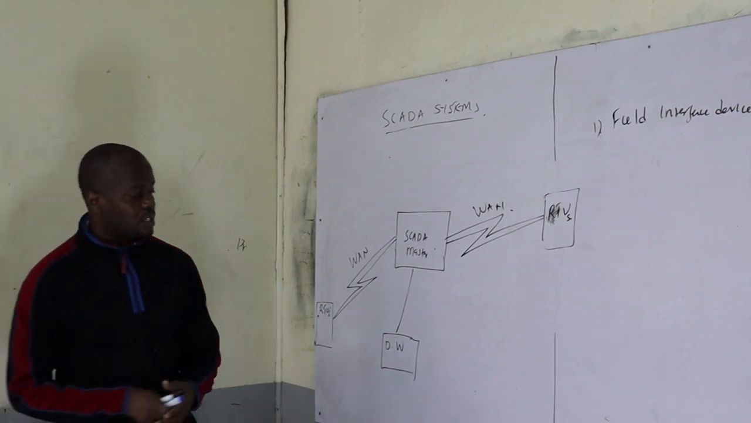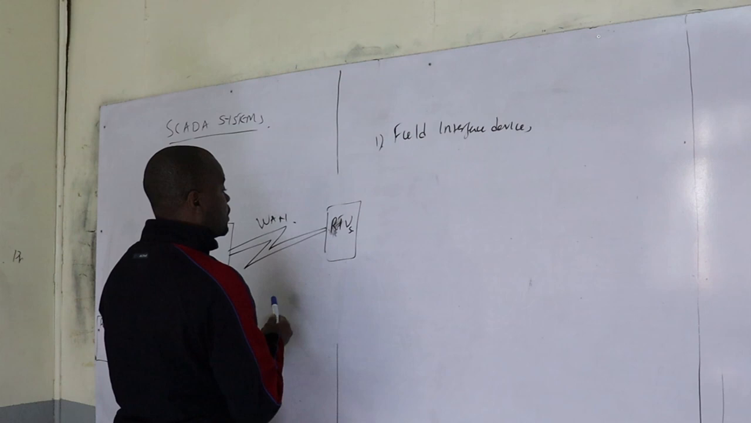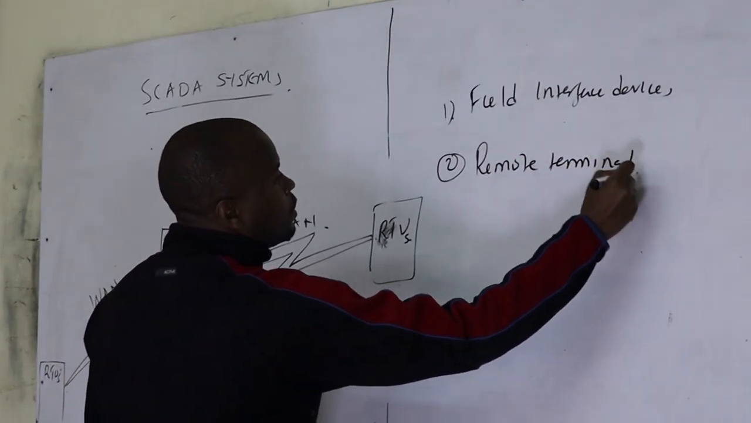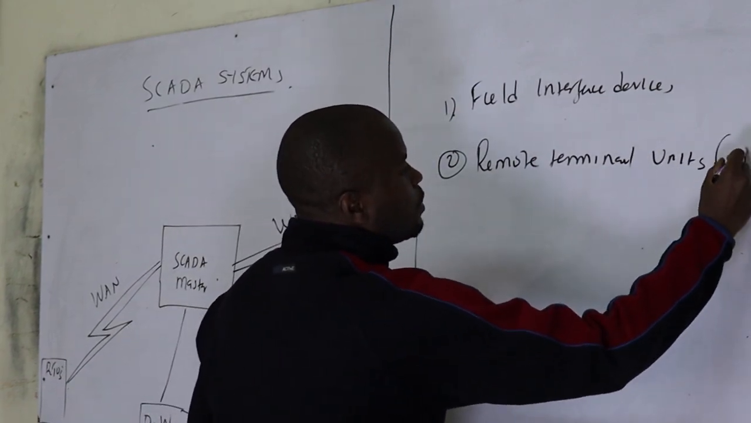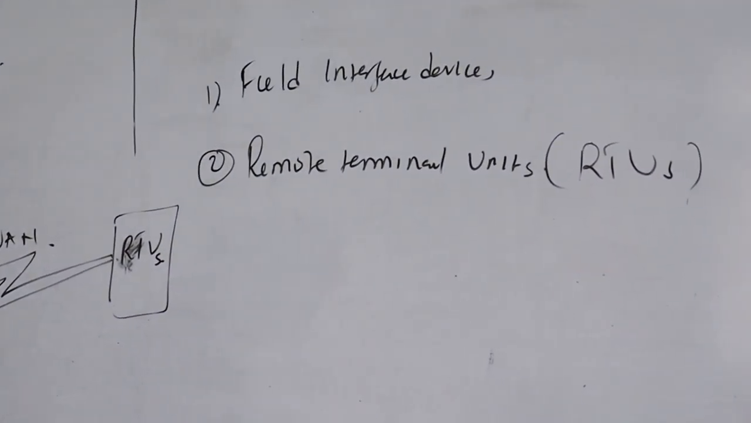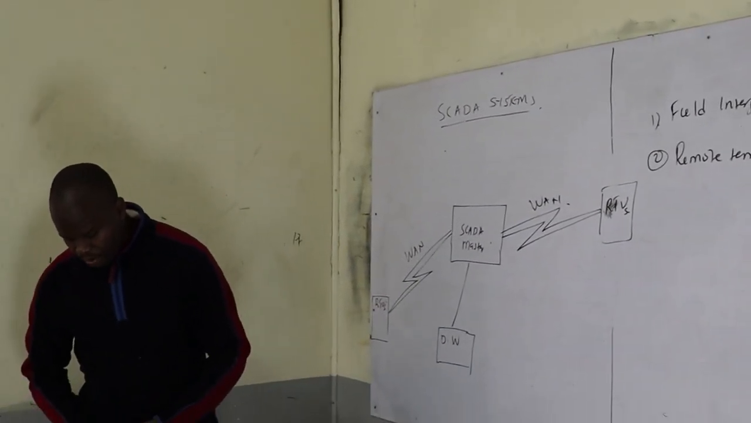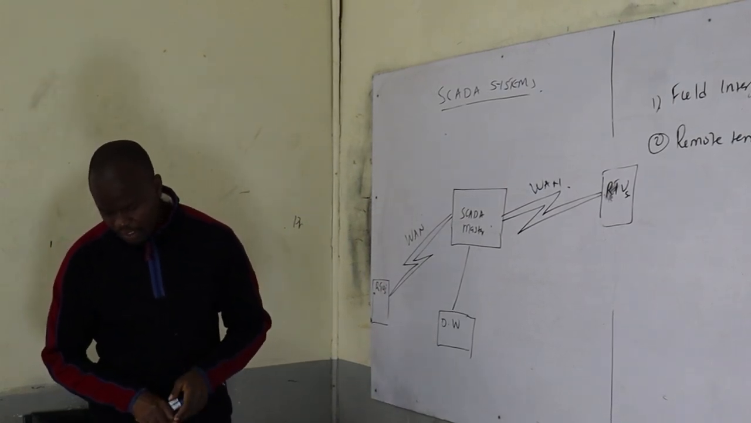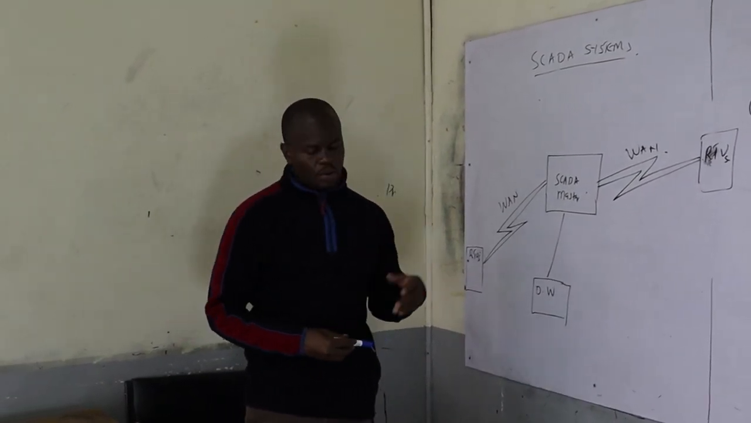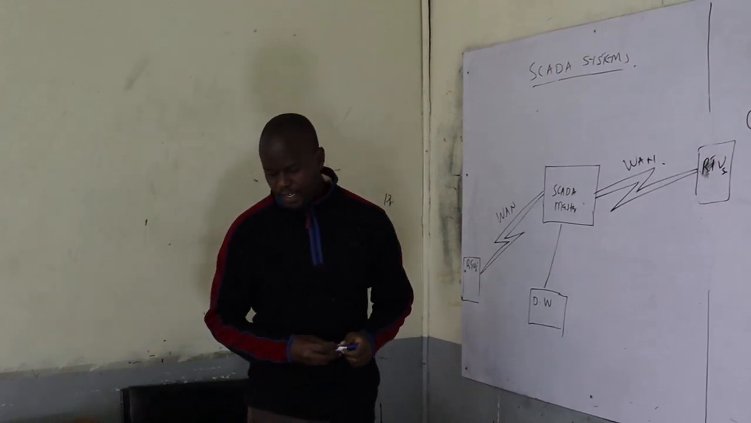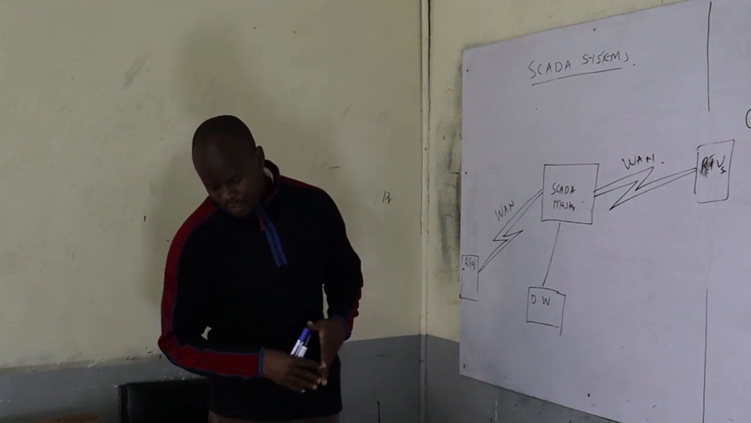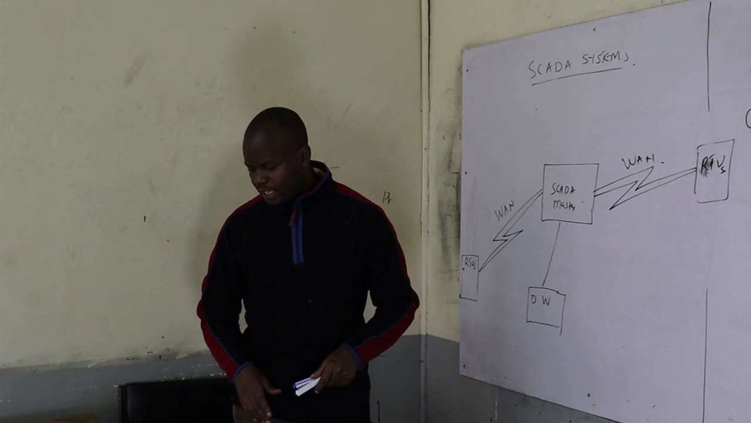When we talk about the second one, which is now the remote terminal units, or the RTUs, the RTUs usually contain several things. One of them that is contained in the RTU is the PLC. The major work of the RTU here is to convert electronic signals that are received from the field interface devices into a language, usually a language that we refer to as the communication protocol, used to transmit the data over a communication channel.